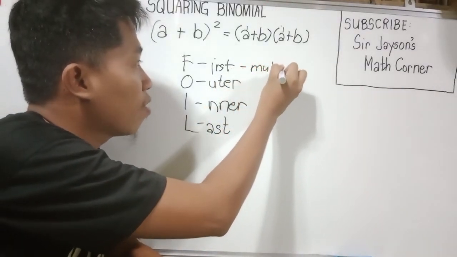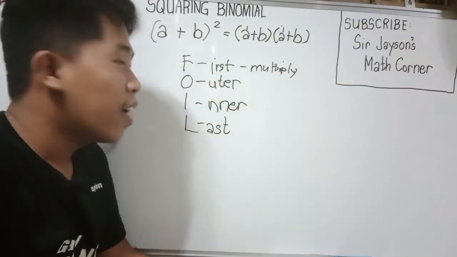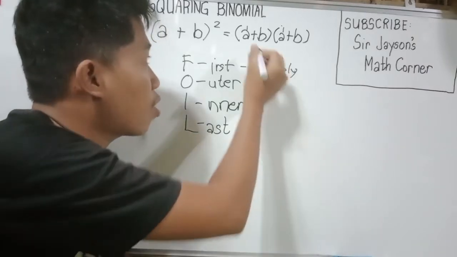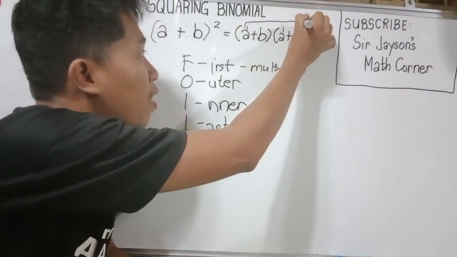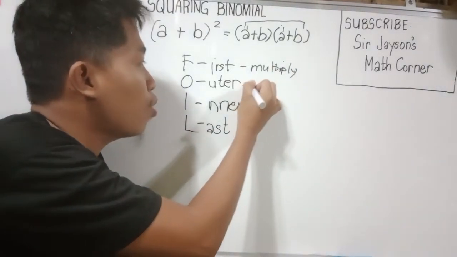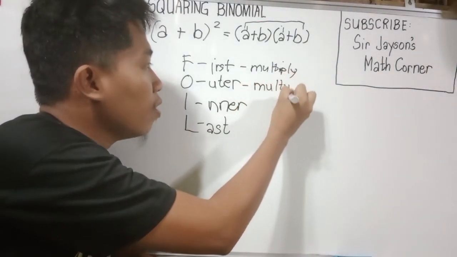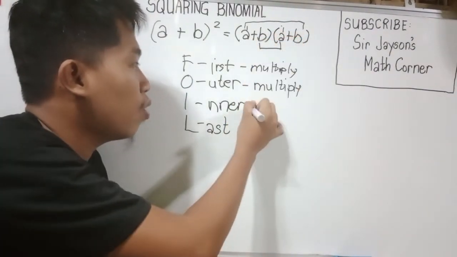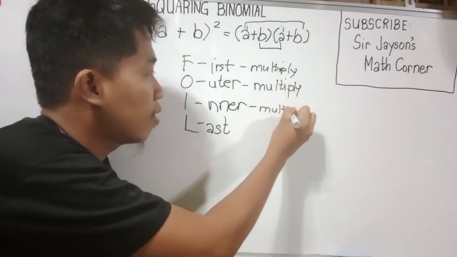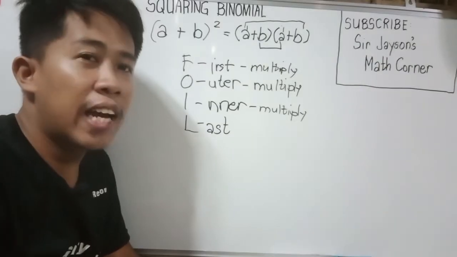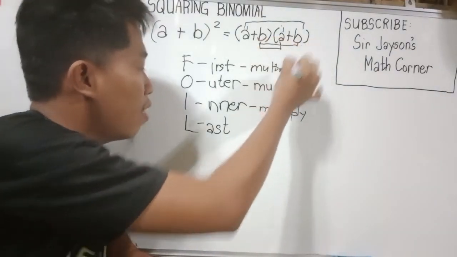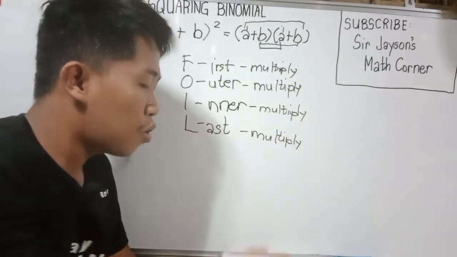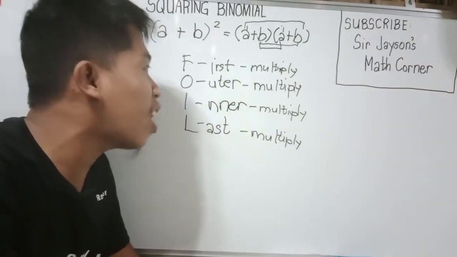Multiply the first term. Then the outer terms, meaning the terms outside. The terms outside are A and B. You just have to multiply those. And then the same with the inner terms, the B and A. You just multiply. And then the last terms, which are the B and B, multiply again. So your final product would comprise the following.